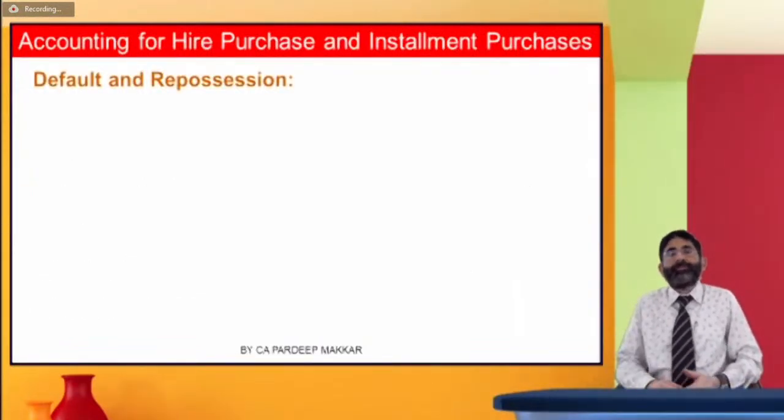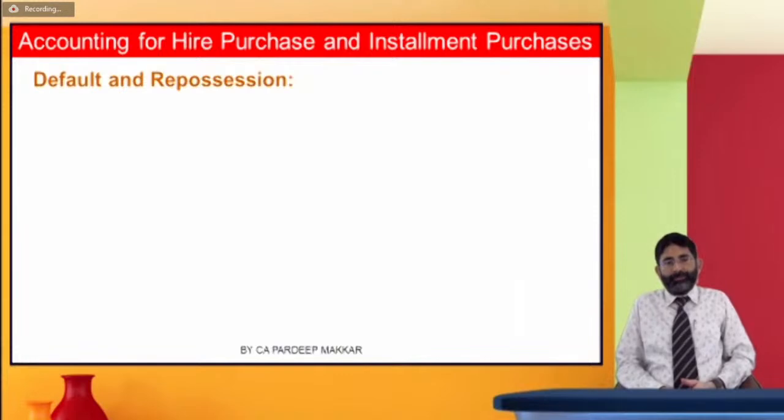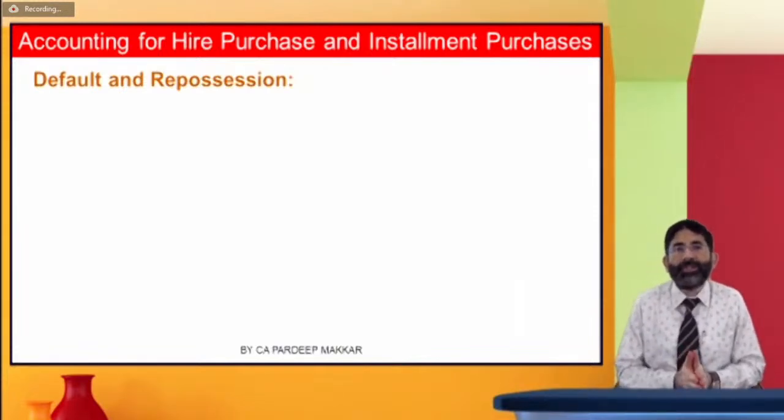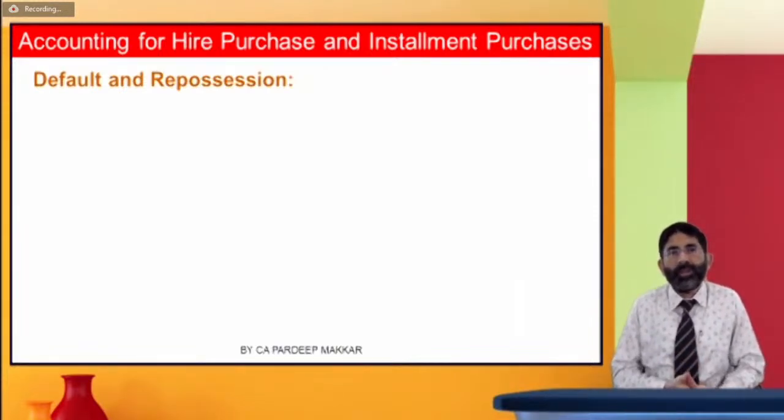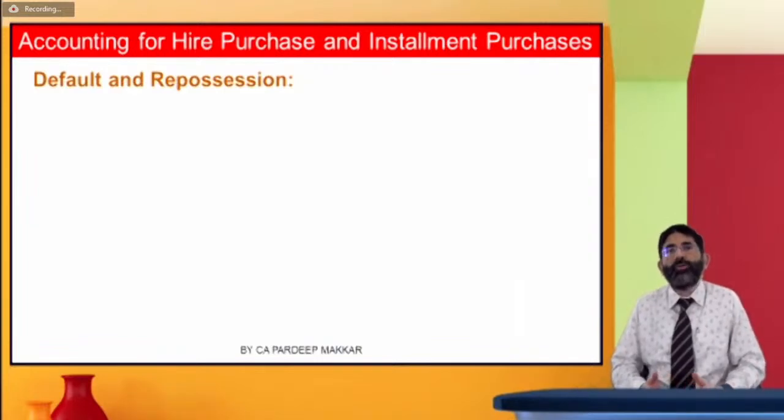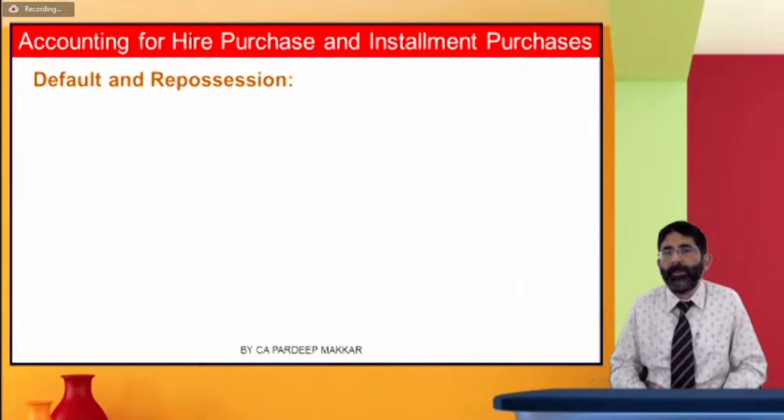Next point, default and repossession. What do default and repossession mean? Now we have to make payment in installments. What happens after making payment of two installments? I am unable to make payment of the third installment.